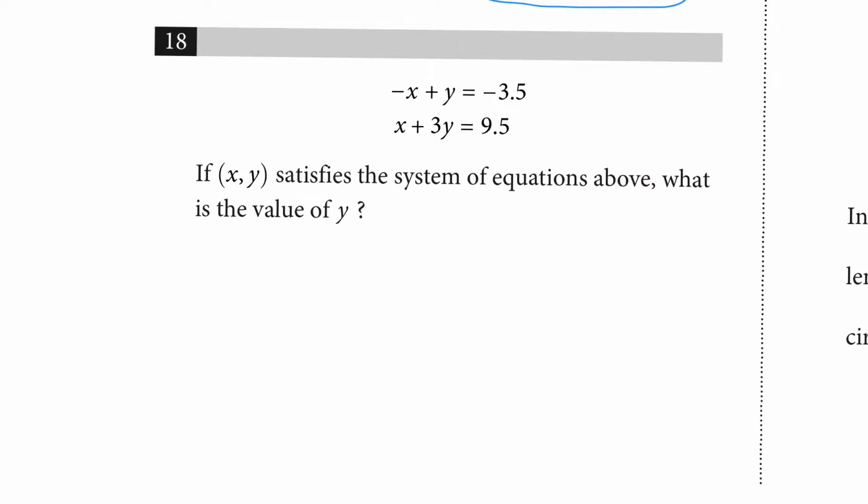Problem number 18. And here we have a system of equations. Negative x plus y equals negative 3.5, and x plus 3y equals 9.5. It says if (x, y) satisfies the system of equations above, what is the value of y? So we're looking for y.